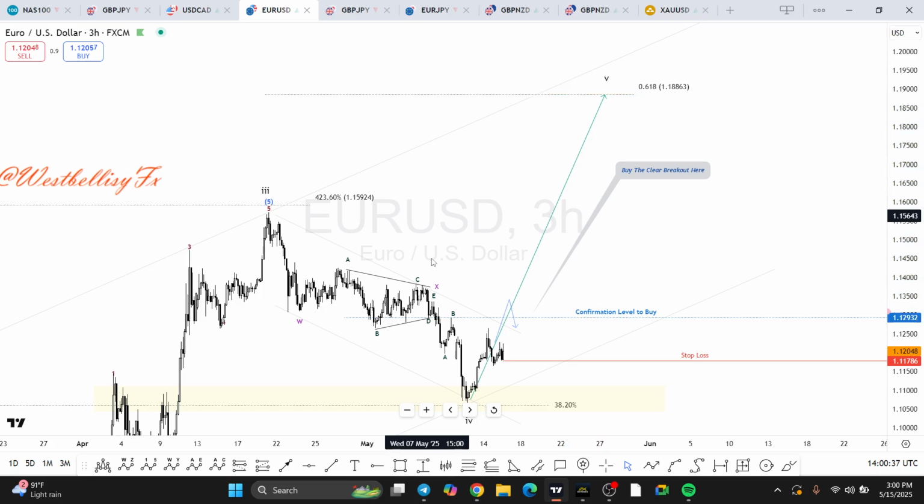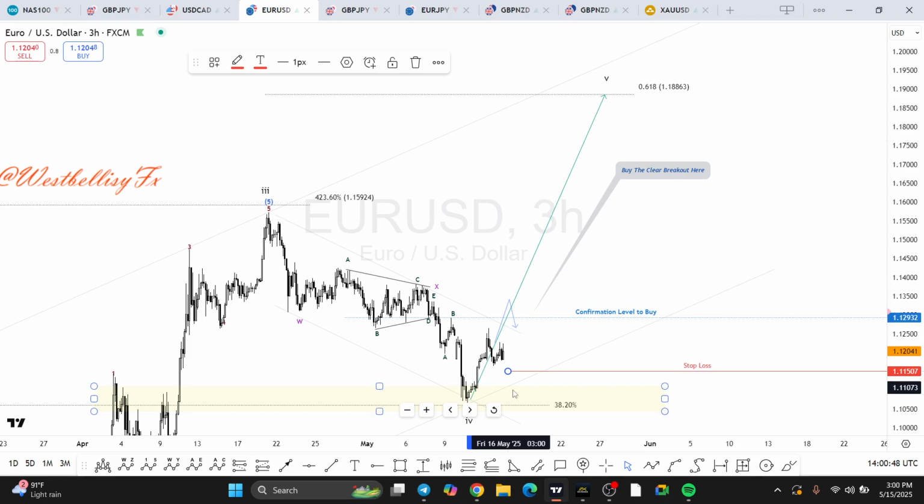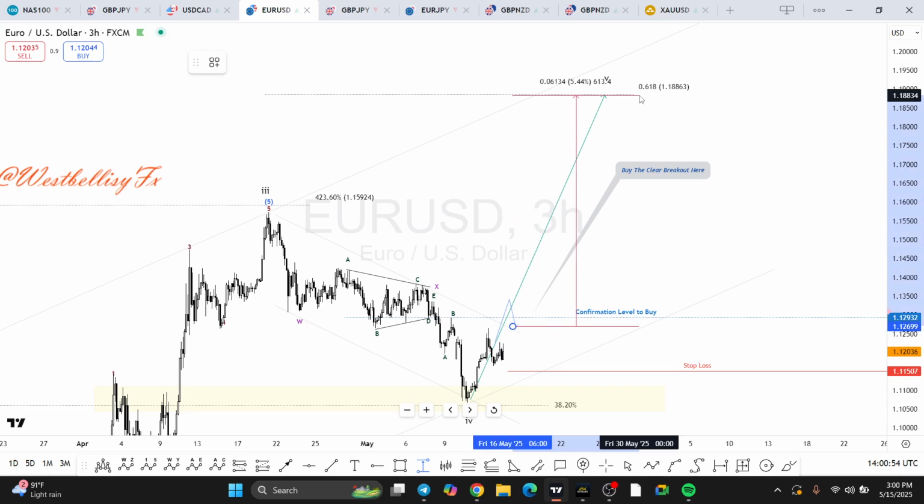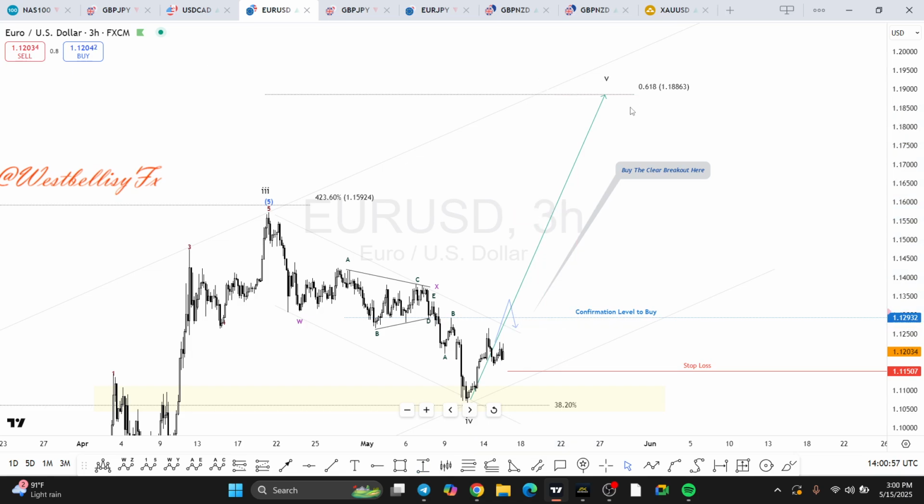I will advise you, as it moves greatly, if it gets to somewhere above this area here, you can always move your stop loss to entry while you hold the trade to the final target. But the Euro USD, I expect it to give us, from these levels, around 600 pips, probably in the next few months.